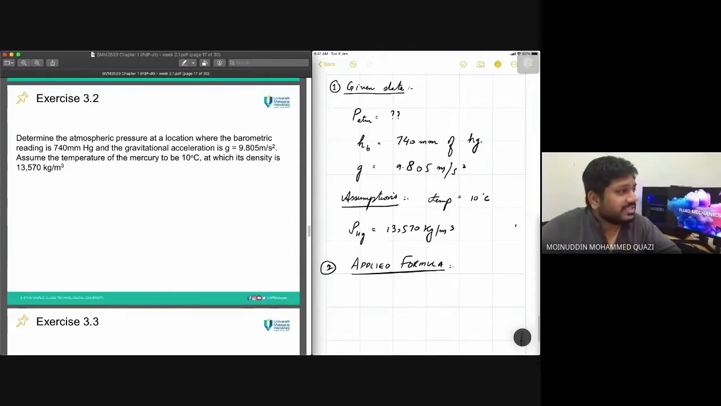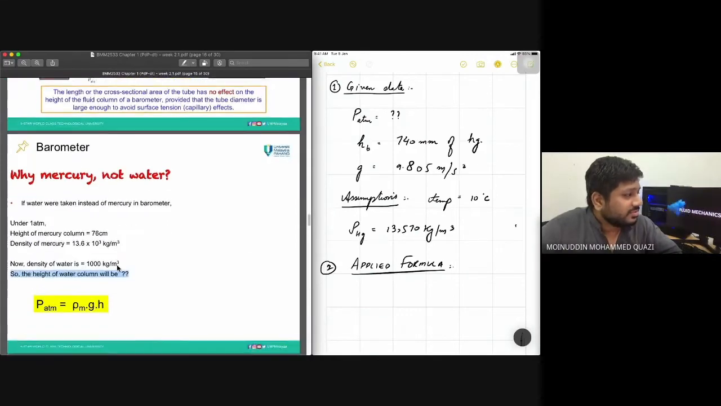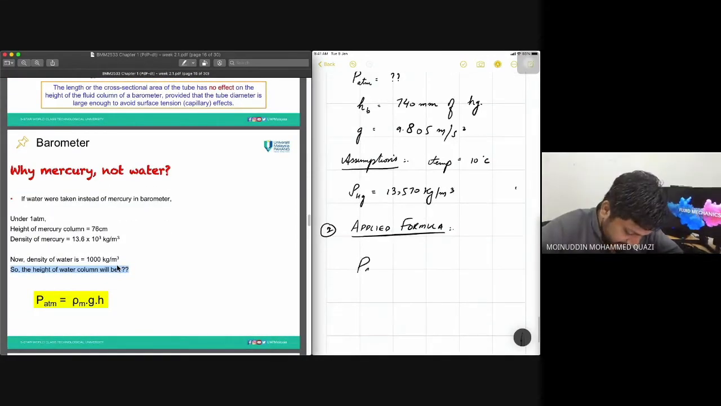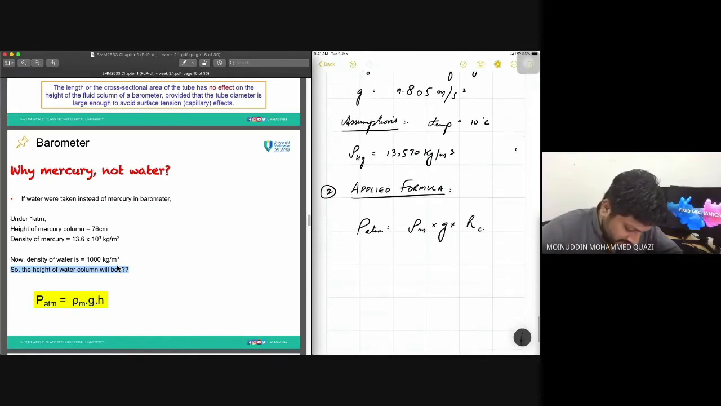Okay, we go back and see what was the formula. So atmospheric pressure P_atm is equal to density of mercury (Hg) multiplied by gravity multiplied by height of the column. Okay, so solution or calculation. If you write the applied formula, you can get 2 marks.